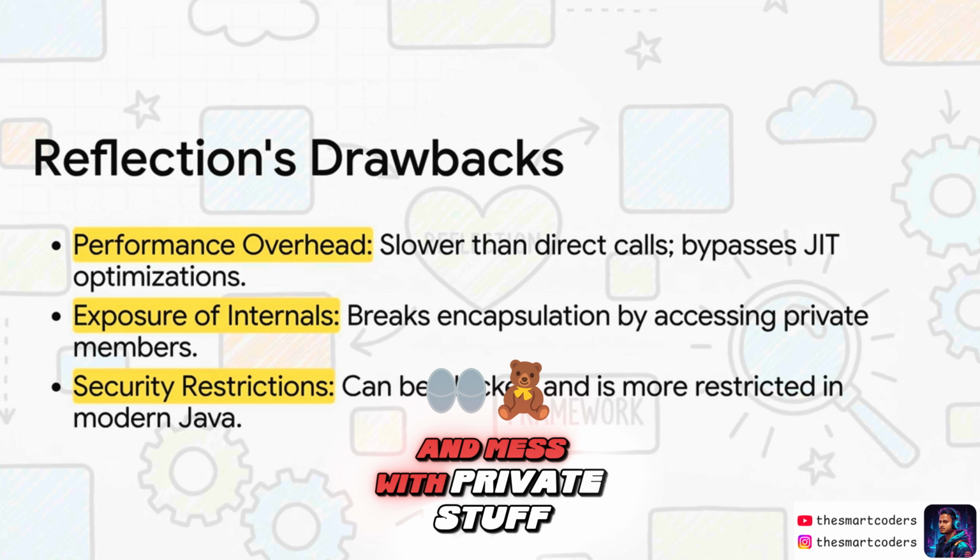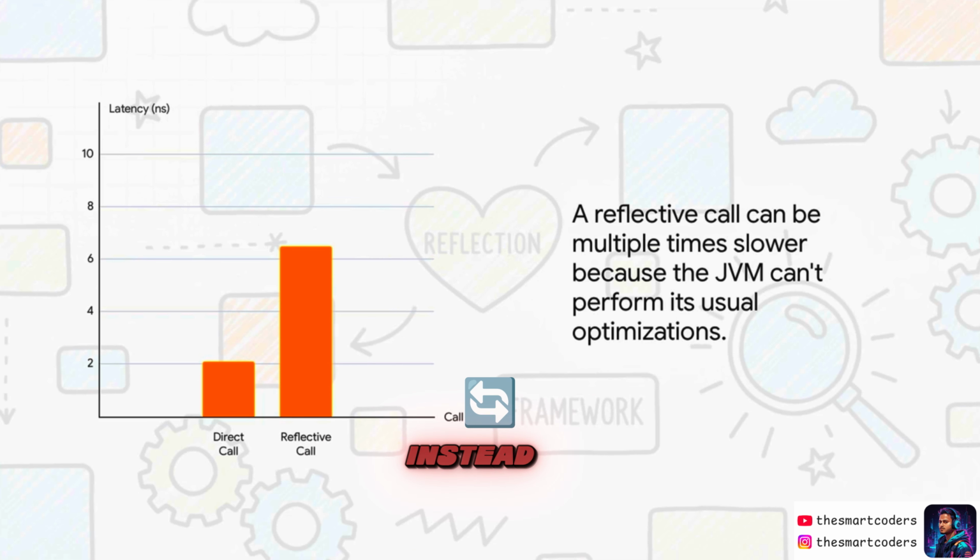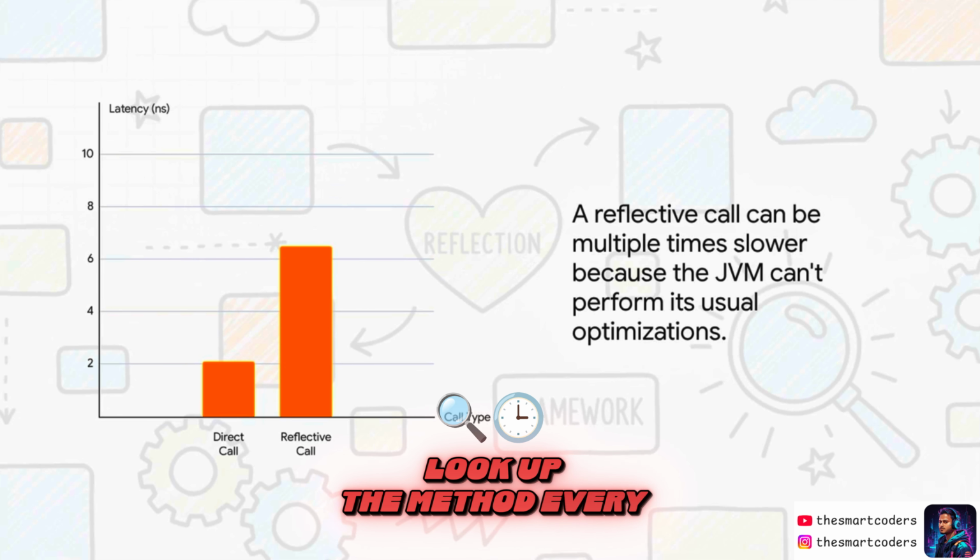And that performance hit is no joke. As you can see here, a reflective method call can be multiple times slower than a direct one. That's because the Java virtual machine can't do its usual smart optimizations. Instead of a pre-planned direct path, it has to dynamically look up the method every single time. Now, a few nanoseconds might not sound like much, but when a framework does this millions of times when your app starts up, that reflection tax really starts to add up.